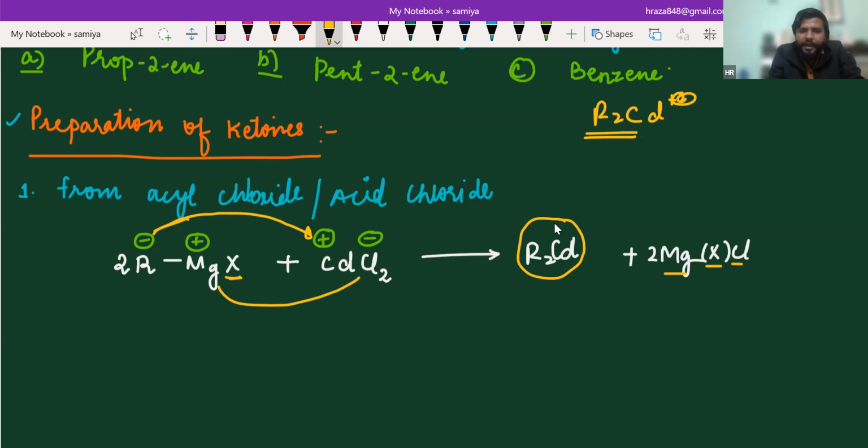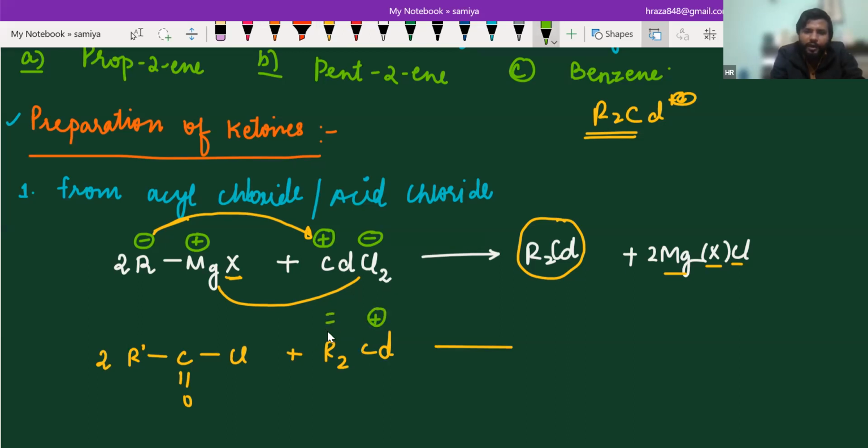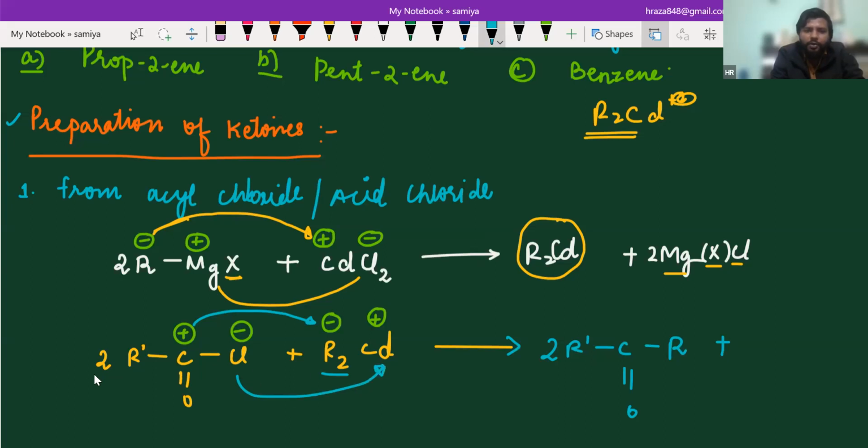After preparing this dialkyl cadmium, we need to react it with acyl chloride. I'm going to take this acyl chloride, 2 moles of this in order to balance it, and this R2Cd. Again, you follow the same mechanism: this will have positive, this will have negative, because chlorine is more electronegative and this is less electronegative. So it will attack here and form R'C=O, and this R will come here. In order to balance it we multiply by 2, and the 2 Cl will combine with Cd, so it will form CdCl2. Is that clear?